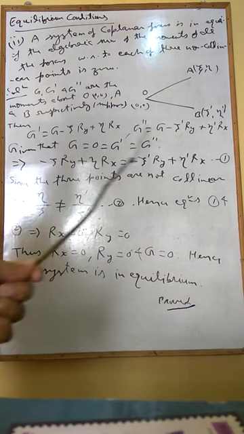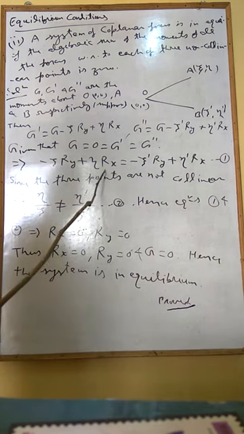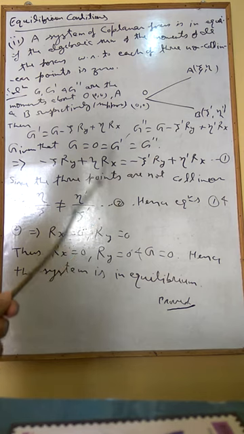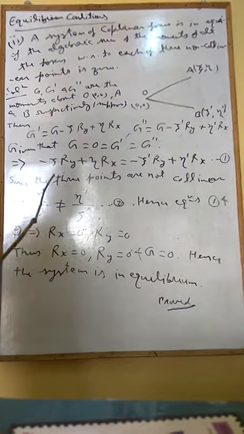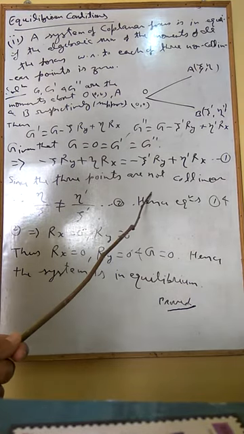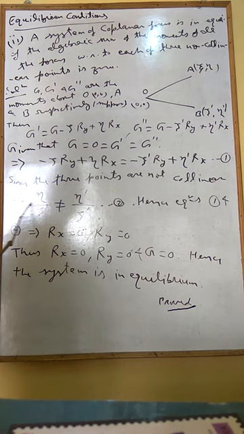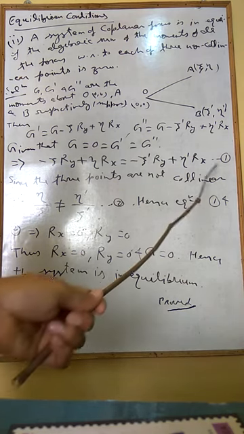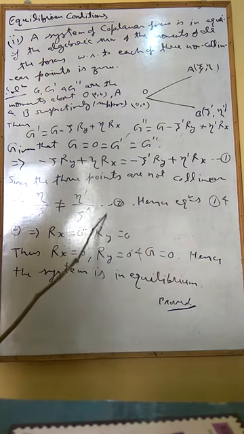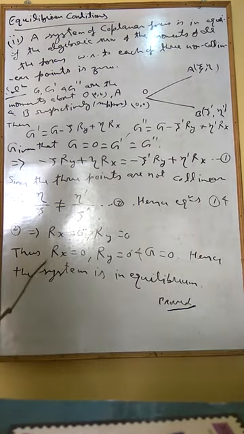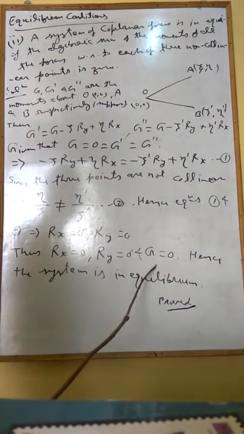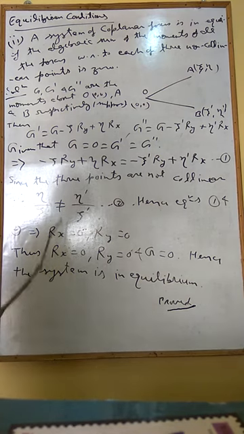So, from the above two, we get minus ξ Ry plus η Rx is equal to 0, and this is equal to minus ξ' Ry plus η' Rx. But the three points are non-collinear. Therefore, the ratio η by ξ is not equal to η' by ξ'. Hence, these two equations imply that Rx is equal to 0 and Ry is equal to 0. Thus, Rx equals 0, Ry equals 0 and G is equal to 0, which is our earlier condition of equilibrium. Hence, the given system is in equilibrium.